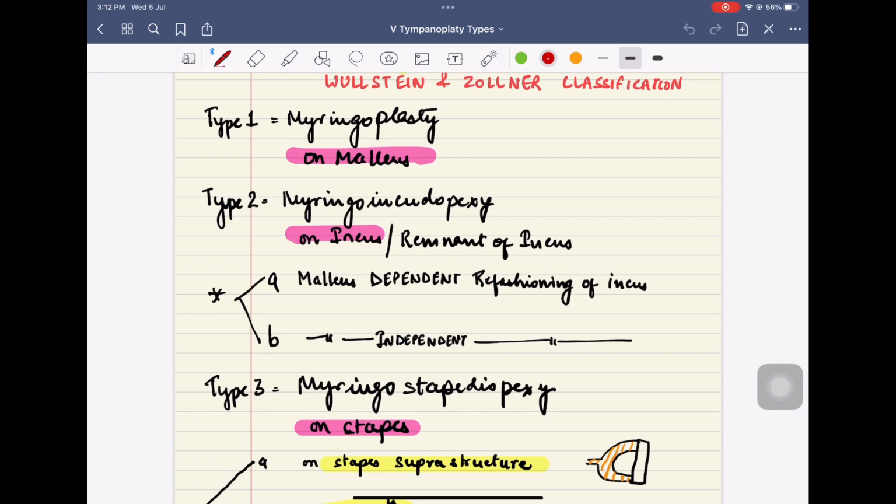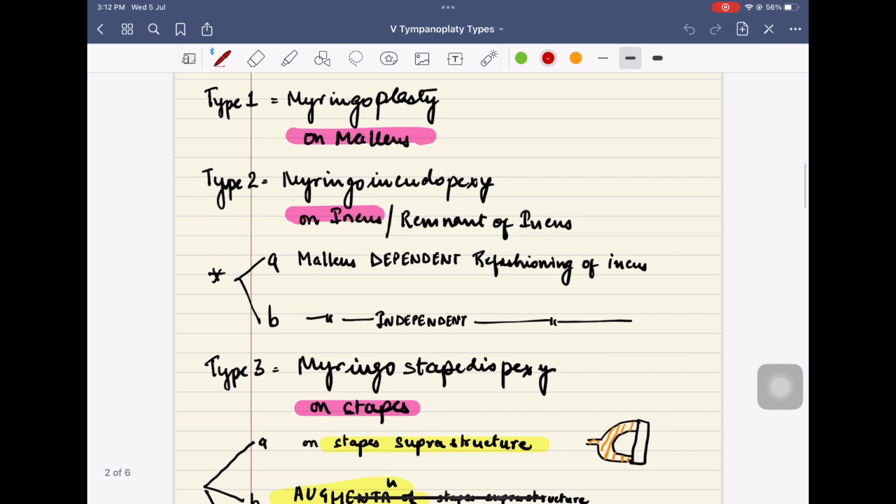It can be of two types, A and B. A is when there is malleus dependent refashioning of the incus, and type B is when there is malleus independent refashioning of the incus. Usually try to avoid saying this A and B unless specifically asked, right? Now coming on to type 3. Type 3 is when the graft is directly placed on the stapes. It is also known as myringo-stapediopexy.